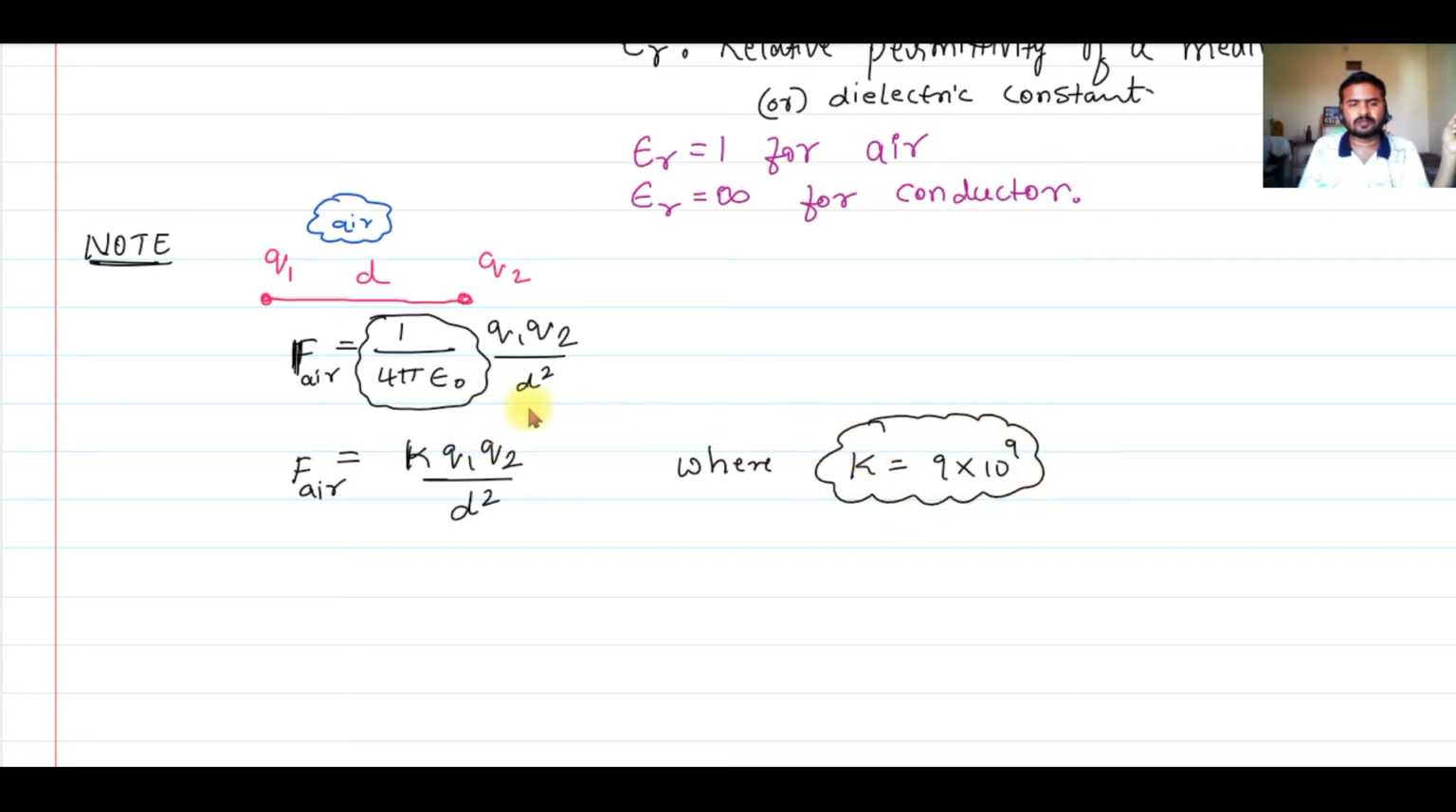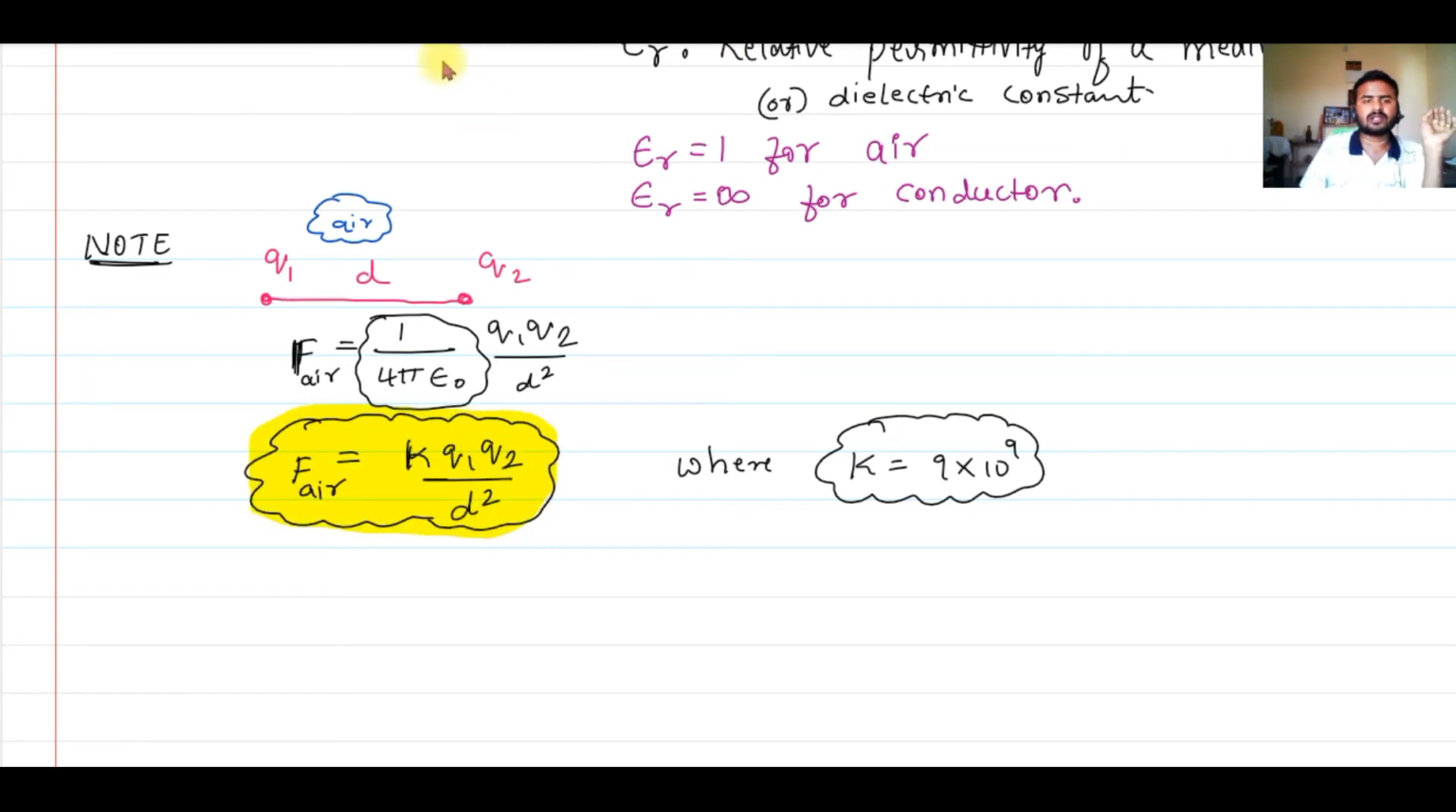Okay, so henceforth, if two charges are kept in air medium, then the force between those two charges is directly written as k q1 q2 by d square. This is the formula that you will have to remember, k q1 q2 divided by d square, where k is 9 into 10 to the power of 9, q1 and q2 are the charges and d is the distance between two charges.